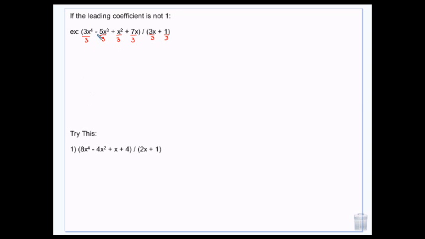And now you can see I'm working with x to the 4th minus 5/3 x to the 3rd plus 1/3 x squared plus 7/3 x plus 0, because I have to have that placeholder for the no variable part, divided by x plus 1/3. And I have to do that because I cannot have a coefficient here on the synthetic division. So as you can see, when you have that coefficient, synthetic division can become somewhat unattractive.